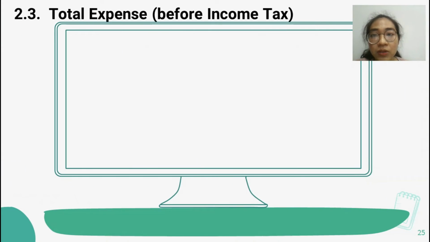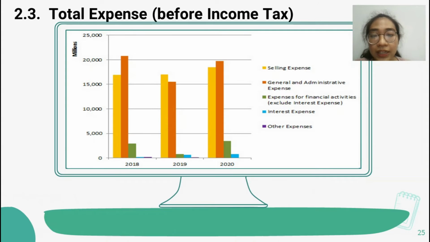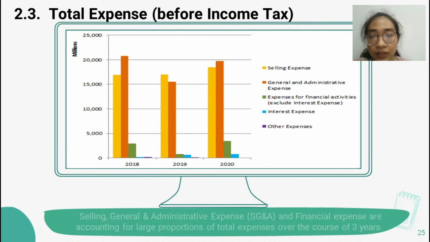Now we come to the total expense. The cost of goods sold is the cost of doing business in the income statement. However, we made it clear in the previous slide. So here the pie chart explains the income statement of Đức Thành over 3 years.